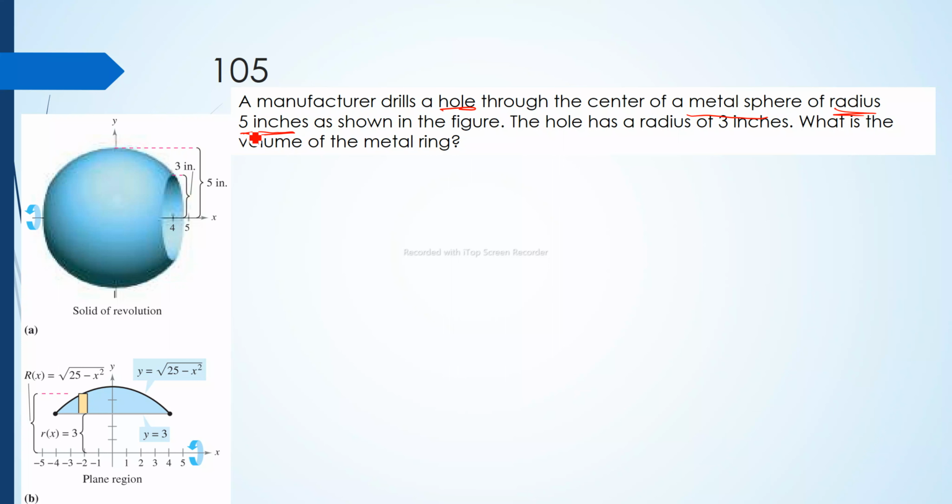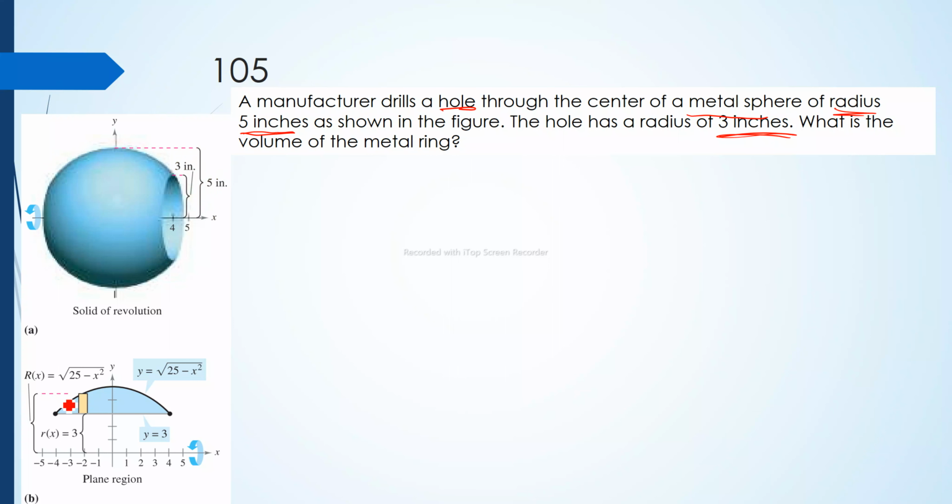Take note that there is already a unit. We have inches as shown in the figure. The hole has a radius of 3 inches. What is the volume of the metal ring? So we have a sphere. Its radius is 5 inches, and then a hole is drilled in its center with a radius of 3 inches. Now, what is the volume of the metal ring that is formed here?